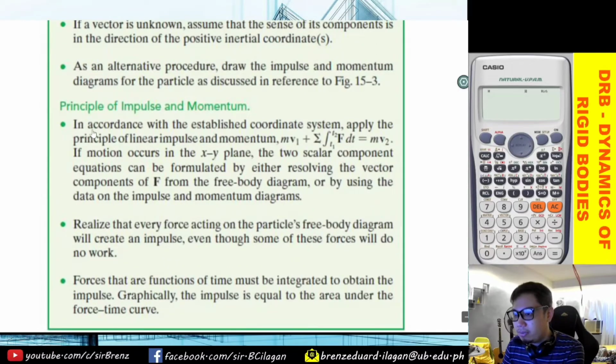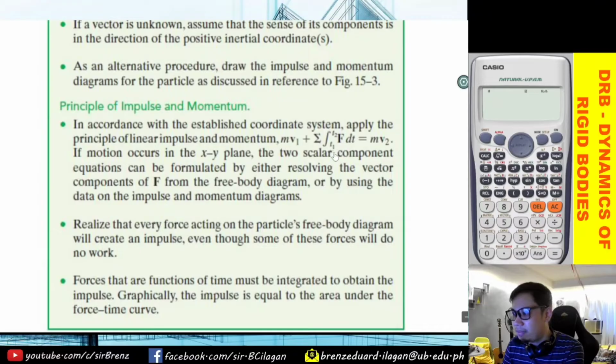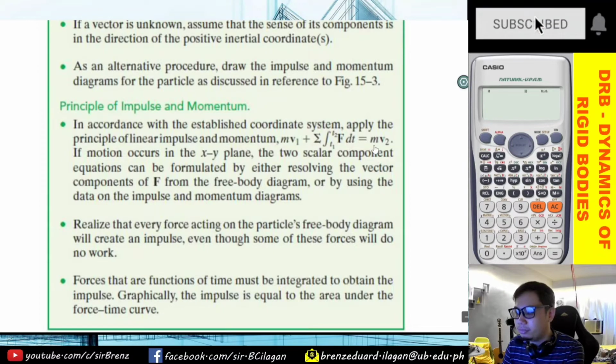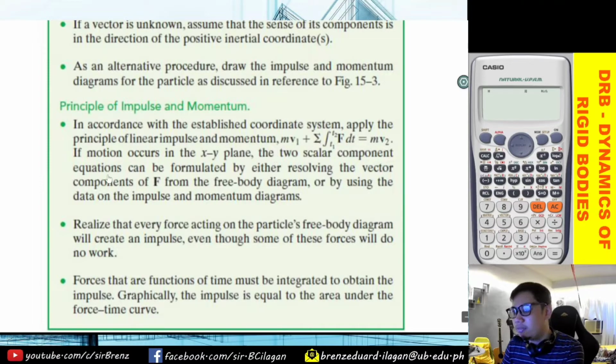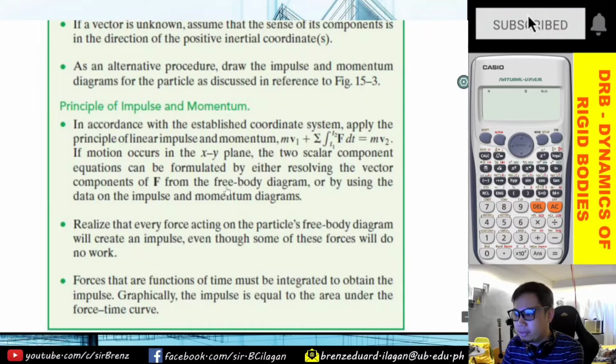Next, the principle of impulse and momentum. So guys, for number 1, in accordance with the established coordinate system, apply the principle of linear impulse and momentum. So again, ito nga yung formulation natin, which is mv1 plus the summation of the integral of F dt with respect to time, with lower limit t1 and upper limit t2, is equal to mv2, or the final momentum. And if motion occurs in the xy plane, the two scalar component equations can be formulated by either resolving the vector components of F from the free body diagram or by using the data on the impulse and momentum diagram.